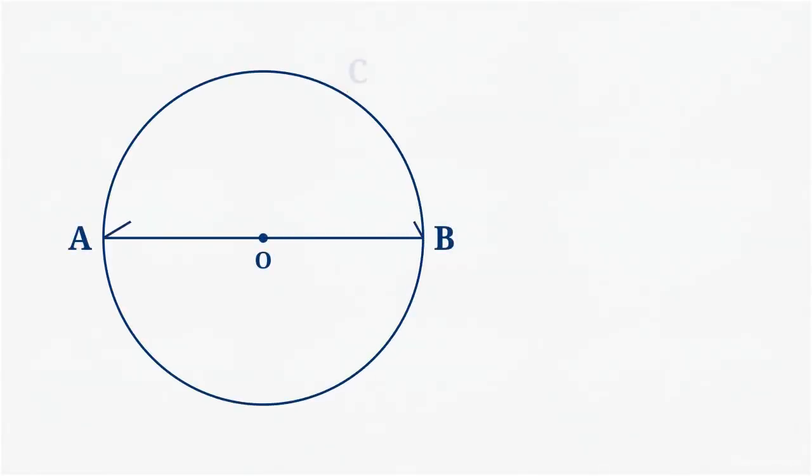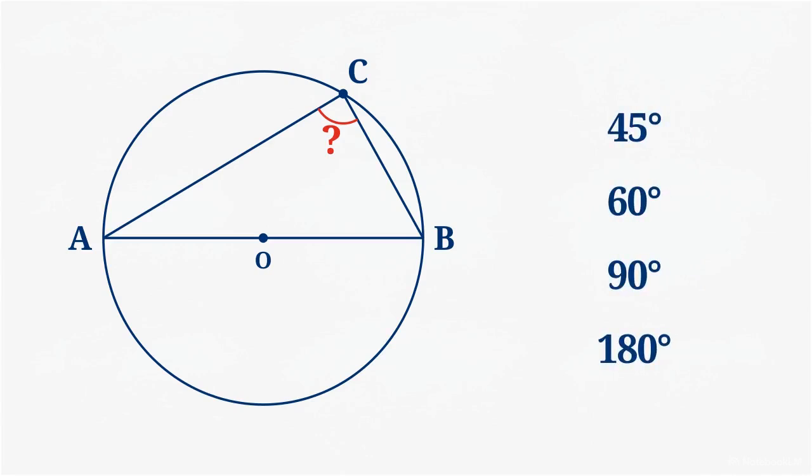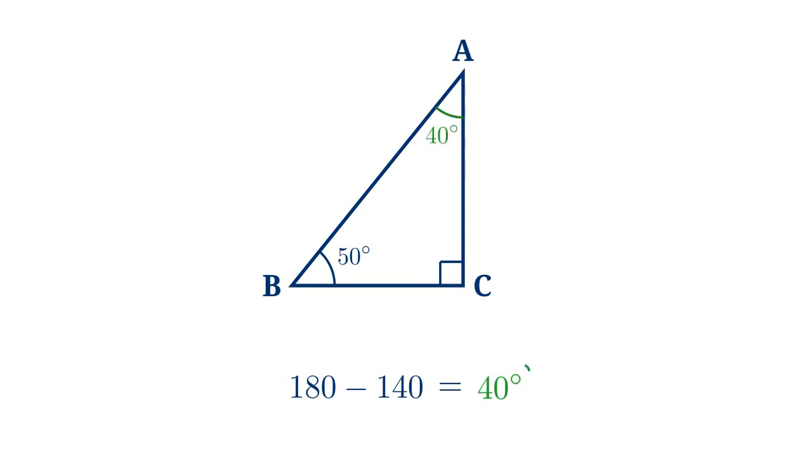Let's test your recognition. Quiz 1. If AB is a diameter and C sits on the circumference, what is angle ACB? Because it stands on a diameter, it is 90 degrees. Quiz 2. In triangle ABC, angle B is 50 degrees, and angle C is 90 degrees. What is angle A? 180 minus 140 leaves us with 40 degrees.